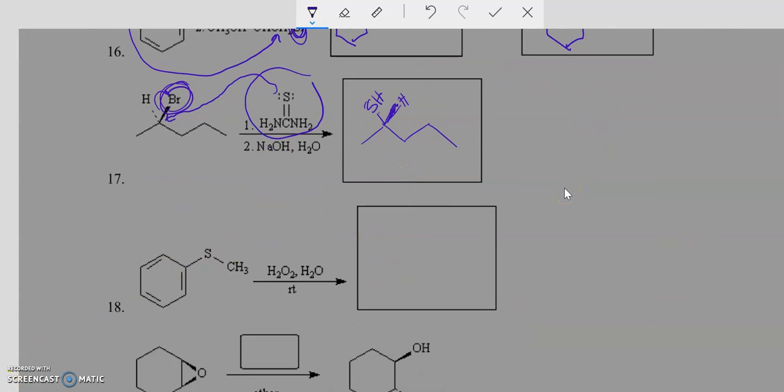Alright, here we have a sulfide, and with the reaction of hydrogen peroxide, we know that sulfides are easily oxidized with hydrogen peroxide to give a sulfoxide. So we are going to make a sulfoxide here, right? CH3. This is the sulfoxide we form.